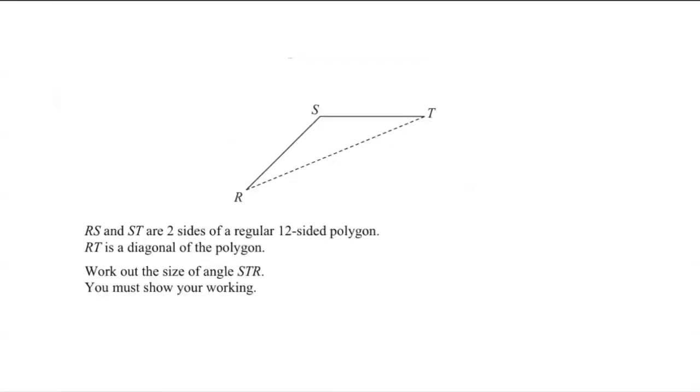So let's crack on. Now, the first question is using a keyword: regular. As soon as you read that, you should be putting down the formula triangle that goes with it, which is 360 at the top with your sides and exterior either side of that. Now, we've been told it's 12 sides, so 360 divided by 12 gives us the exterior angle of 30. And then using our straight line rule, we know that the interior is 150.